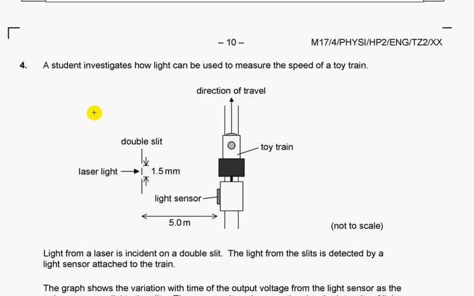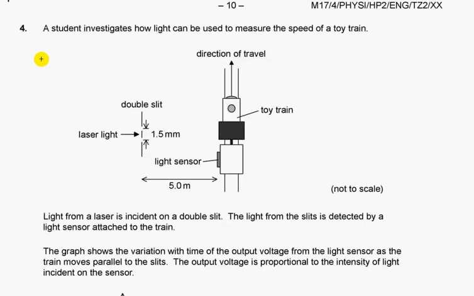Question 4. A student investigates how light can be used to measure the speed of a toy train. Light from a laser is incident on a double slit. The light from the slit is detected by a light sensor attached to the train. The graph shows the variation with time of the output voltage from the light sensor as the train moves parallel to the slit. The output voltage is proportional to the intensity of the light.